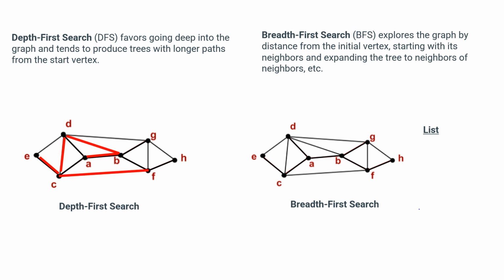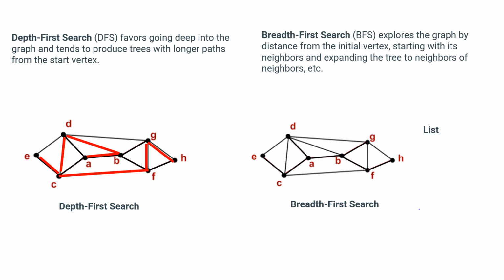Now, from F, we could either go to G or H. We'll go to G since that comes first in the alphabet. Now, from G, looks like D and B have already been visited, so the only thing that needs to be visited now from G is H, so we'll go from G to H.